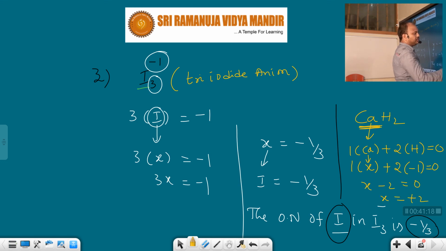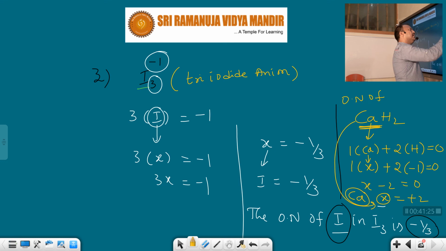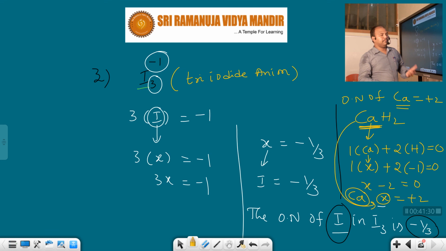X is equal to +2. X means what? Calcium. So calcium oxidation number how much? The oxidation number of calcium is +2. You know calcium is a second group element. Beryllium, magnesium, calcium, strontium, barium, radium. So second group elements, the alkaline earth metals, always exhibit +2 oxidation state. Metals always have positive charge. Non-metals have negative charge. So calcium is metal, that's why it is positive. Hydrogen is non-metal, that's why negative charge. It is only observed in the metallic hydrides. Don't forget that point, that is very important.